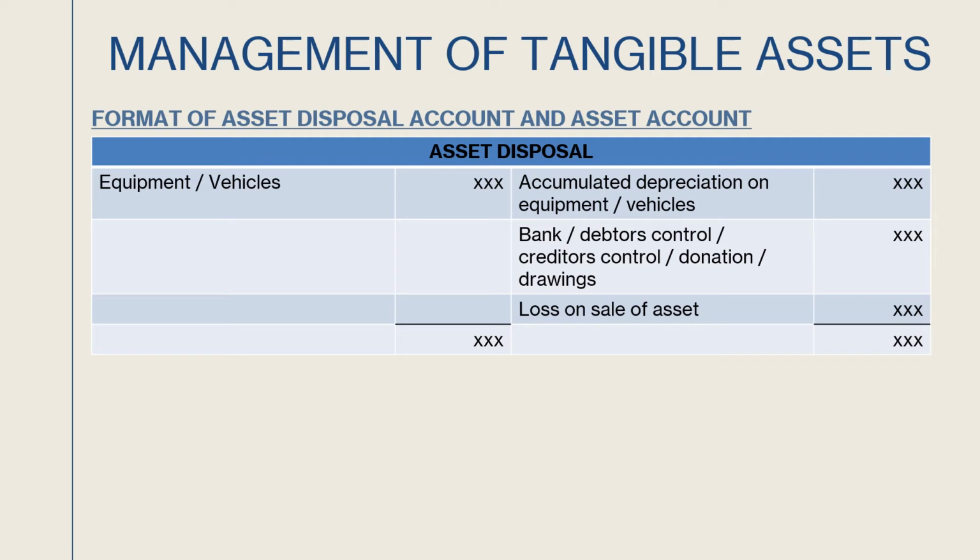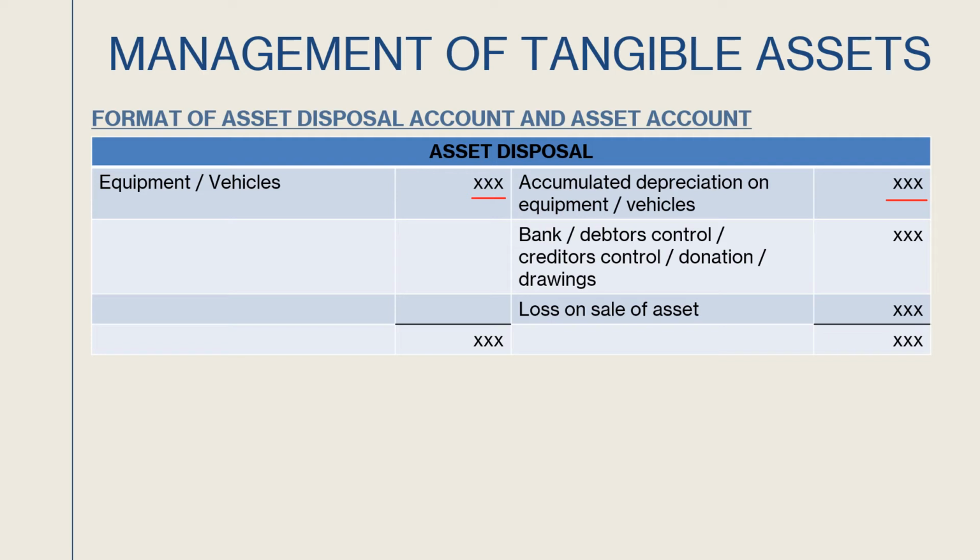Okay, so if you look at the asset disposal account, on the debit side, you are going to have obviously the equipment or the vehicles, and this will be the cost price. Okay, the cost price of the equipment or the vehicles that we are selling. Then on the credit side, we will have the accumulated depreciation up to and including the day of sale. All right, so all the accumulated depreciation that it has accumulated up to the actual date that we are going to sell it.